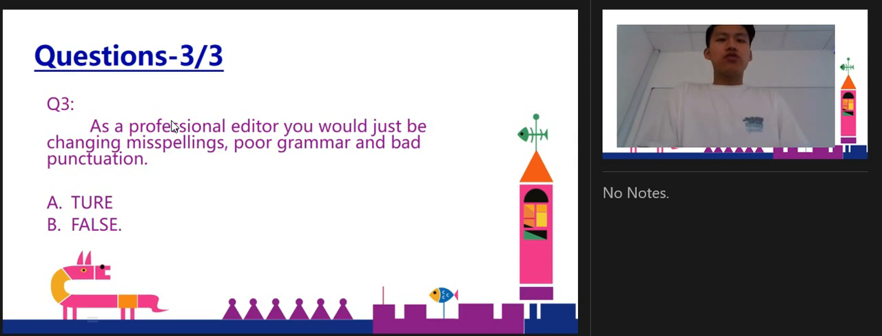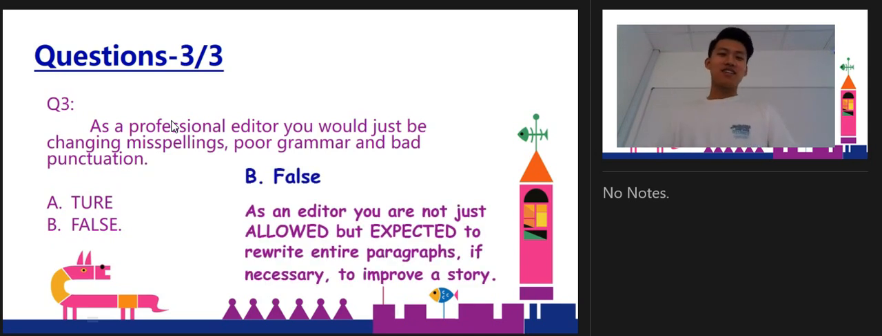As a professional editor, you will just be changing misspellings, poor grammar, and bad punctuation. Okay. As an editor, you are not just allowed but expected to rewrite entire paragraphs. If necessary, you need to improve a story.